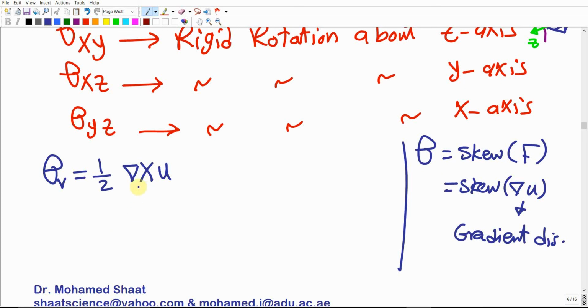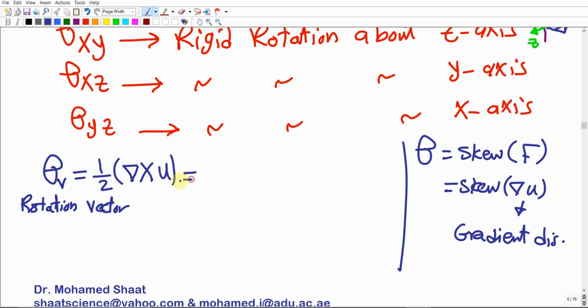The curl, the cross product of 2 vectors gives a vector from the vector calculus, right? So this is a cross product of a vector, which is the gradient, and another vector, which is the displacement. We're going to end up with a vector. So that's why this is known as the rotation vector. Make sense?